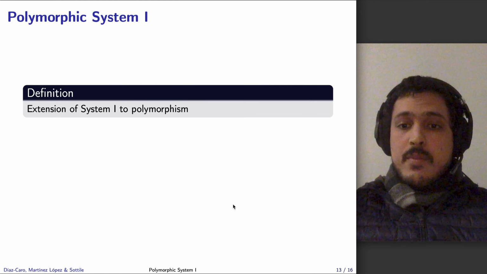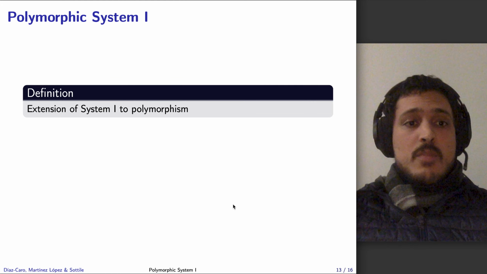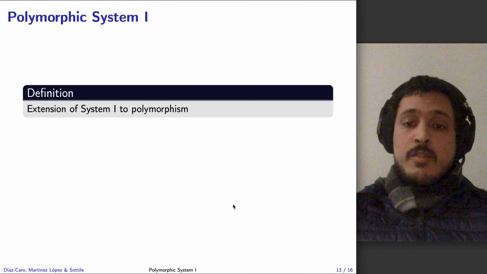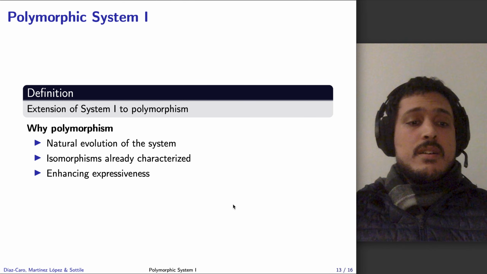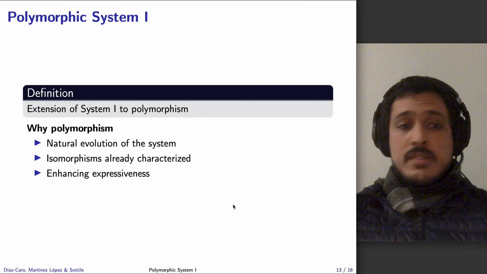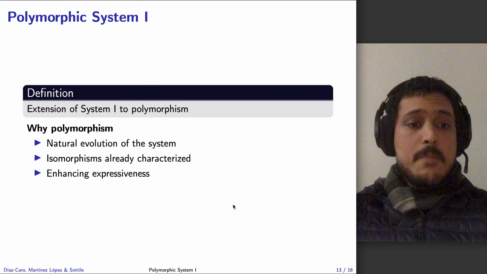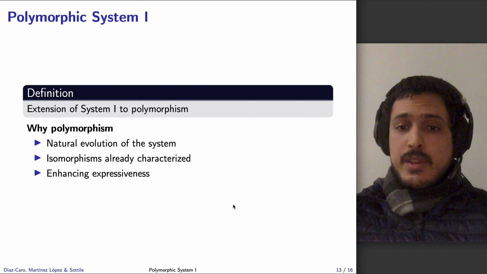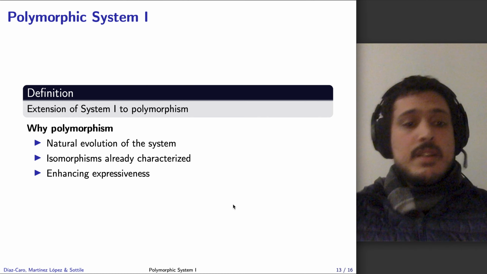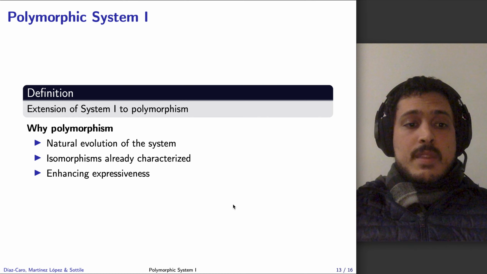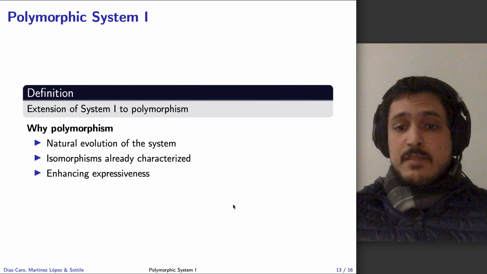So now I'll be telling you about polymorphic system I, which is an extension of system I to polymorphism. Why do we do this? It is the natural evolution of the system. The isomorphisms have already been characterized, the isomorphisms related to the fragment with for all, arrow, and product. And it enhanced the expressiveness of the language.